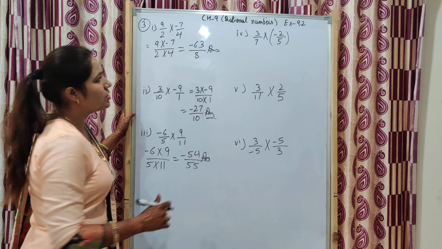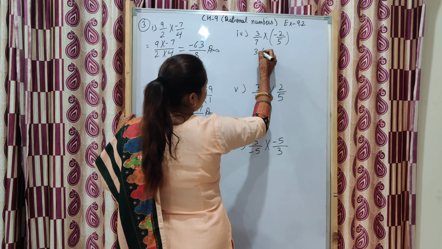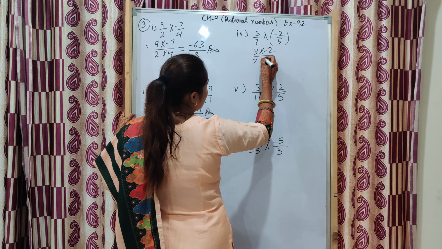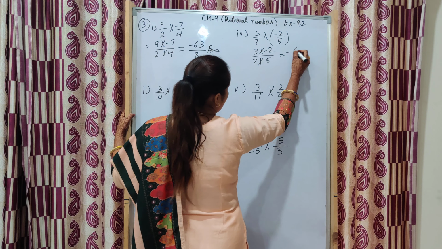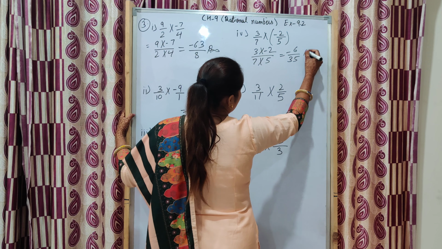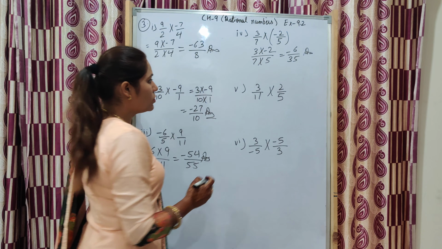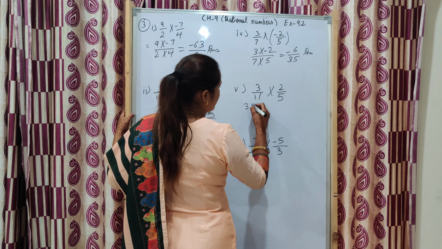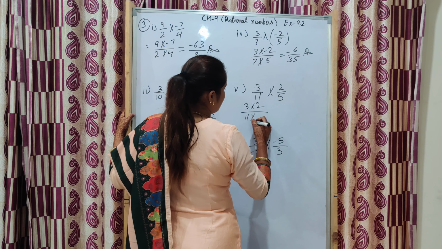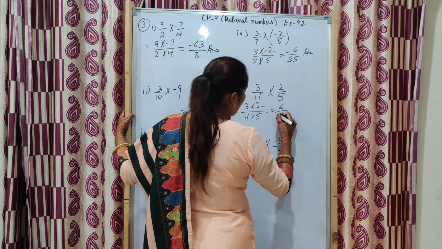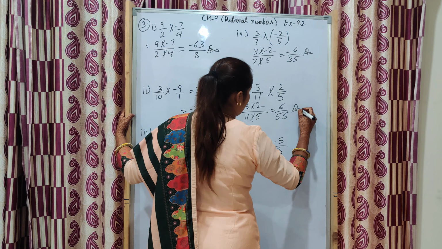Next, 3 into minus 2. Numerator multiplied by numerator, denominator multiplied by denominator. Minus 6 upon 35 is the answer. It cannot be cancelled out. 3 into 2, 11 into 5, that is 6 upon 55.